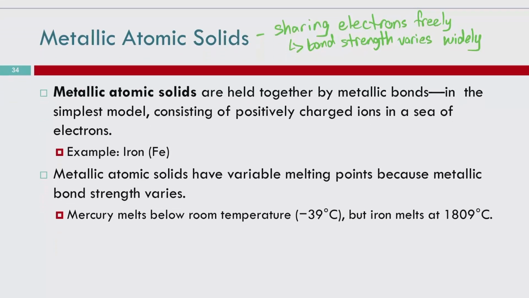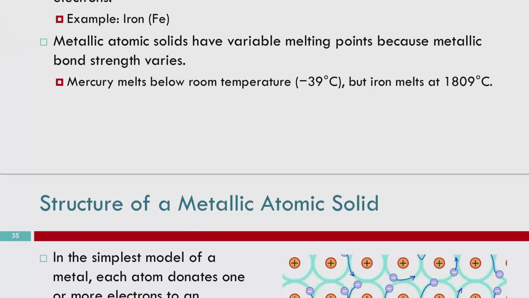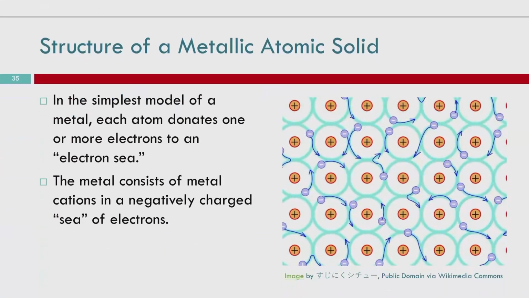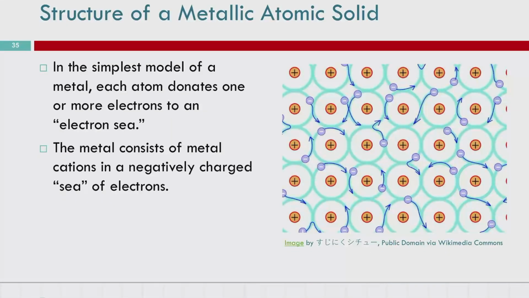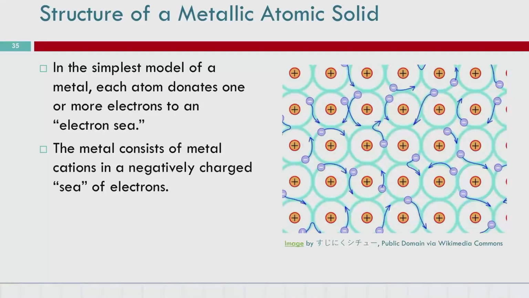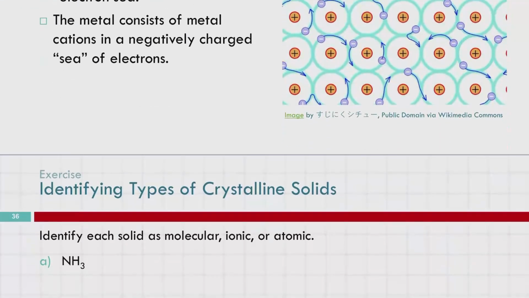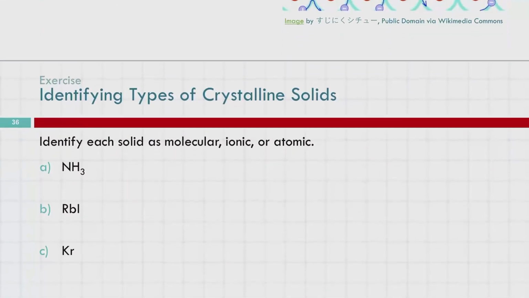And here's what that metal sea might look like. In our simplest model of a metal, each atom donates one or more electrons to an electron sea, and the electrons just sort of float around. They're not really owned by any particular nucleus. So it's sort of this loose field of negative charge and positive charge overlapped with each other. Very hippie vibes.